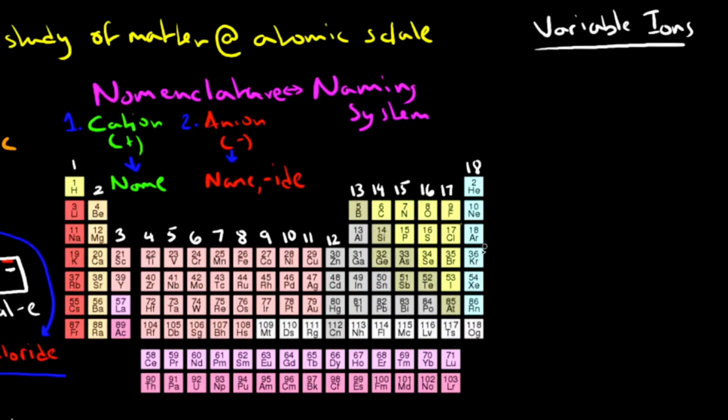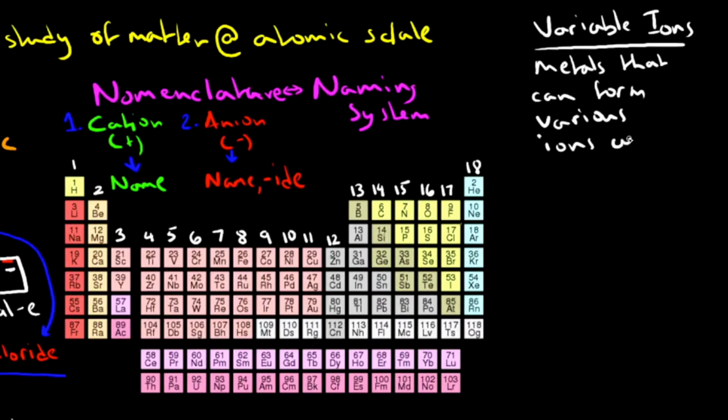And variable ions are basically metals that can form various or different ions when they complete their shell. So what does that mean? Well, it's easier to look at an example. So we'll use iron. Iron is right here.